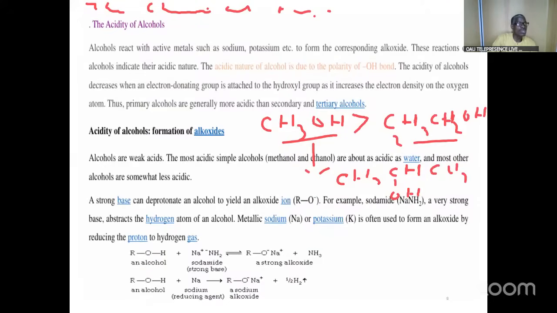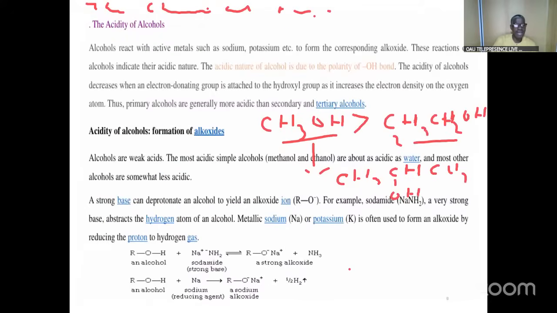You know, sodium metal, for example, will react with water to give sodium hydroxide and liberate hydrogen. Is that not so? The same thing we have here, acidity of alcohols in the formation of alkoxide. If sodium forms a hydroxide with water, metals also form alkoxide with alcohols. So alcohols are weak acids. The most acidic simple alcohols, which are methanol and ethanol, are about as acidic as water, and most other alcohols are less acidic.